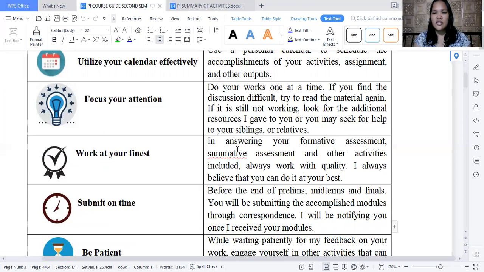So do not just intend to copy, just intend to cut and paste, or just borrow the assignment of your classmates, then you upload it in the Canvas. That is not supposed to be your attitude.